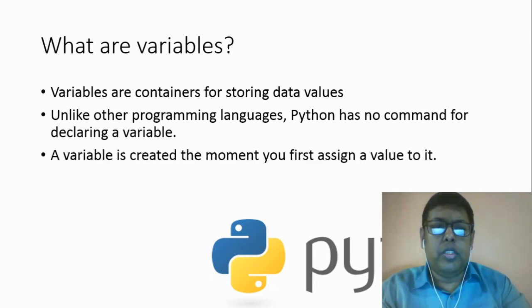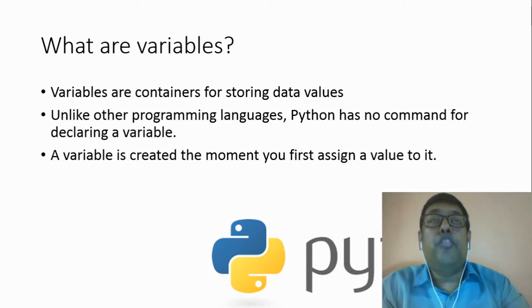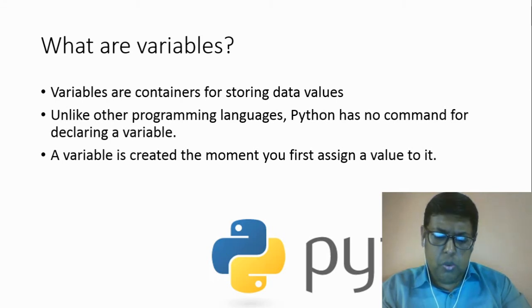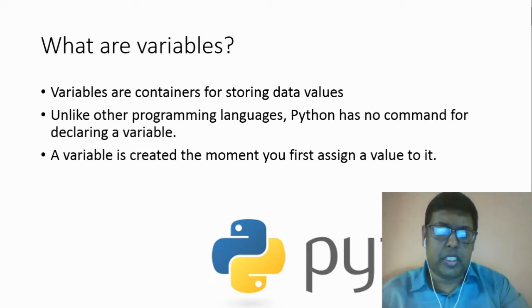A variable is created the moment that you first assign a value to it. Unlike in other programming languages, where you have to set up a variable at the start of the program and then continue using it in the rest of the program, in Python, the moment you initialize a variable anywhere in the program, the variable is set. Even if I use it at the start or the end of the program, at any point in time, if I create a variable, the value can immediately be assigned to it.